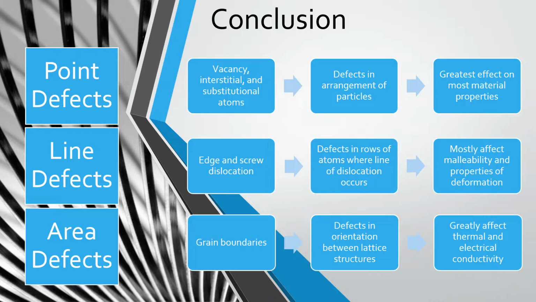And because of these dislocations, they would mostly have effects on properties like strength and malleability, and other properties of deformation. And lastly, we covered area defects, in which there's only one type, being grain boundaries. And they were defects in orientation between lattice structures and greatly affect thermal and electrical conductivity.